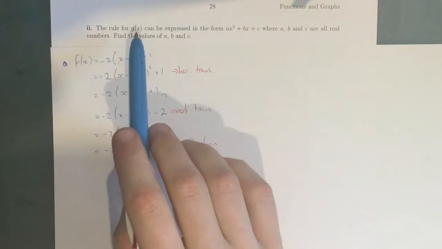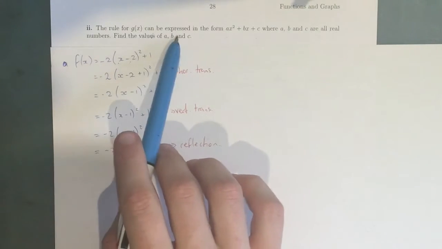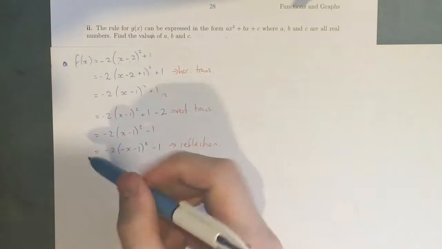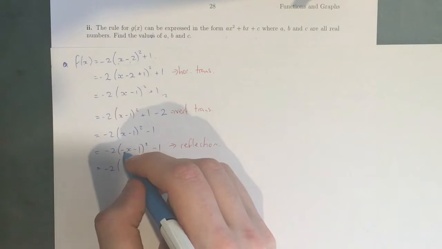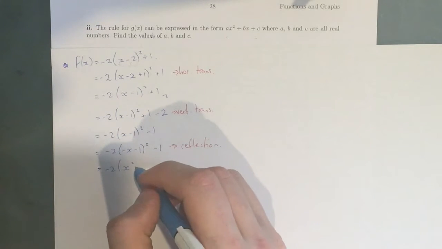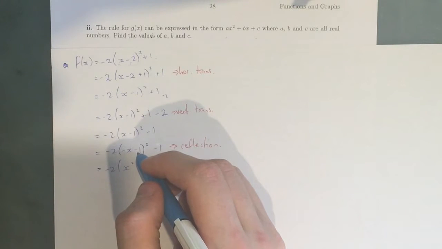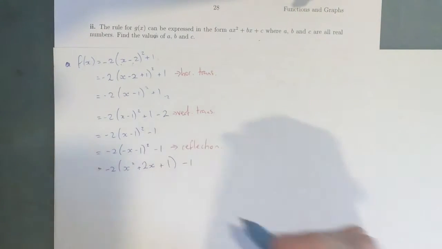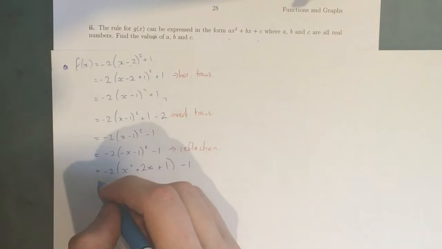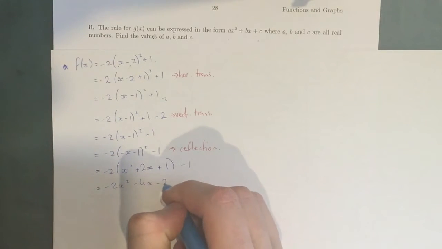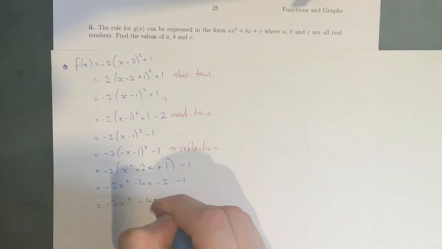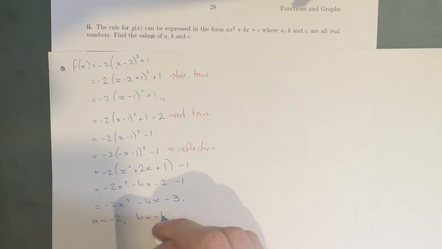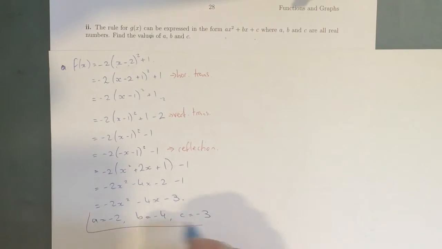So now what we need to do is read the question, because the rule for g of x can be expressed in the form ax squared plus bx plus c, and we need to find the values of a, b, and c. However, at the moment, it is not in that form. So what we need to do is actually change that. So the way that we do that is by expanding everything out. So negative x times negative x is x squared. Negative x times negative 1 is x. Times that by 2 is positive 2x. And then negative 1 times negative 1 is positive 1. Take away 1. So then from here, we expand all this out and we get negative 2x squared, take 4x, take 2, take away 1, which gives negative 2x squared, take 4x, take 3, which means that a equals negative 2, b equals negative 4, c equals negative 3. And that is our final answer.